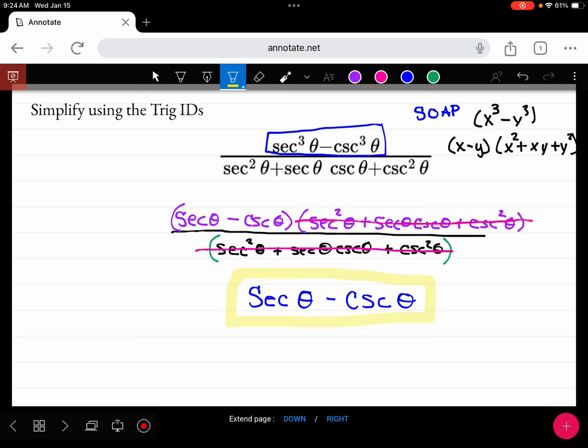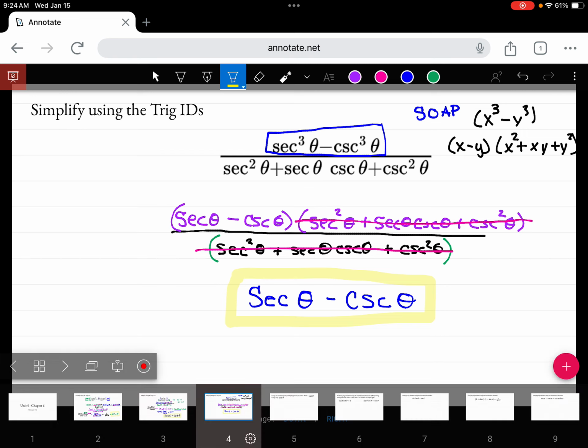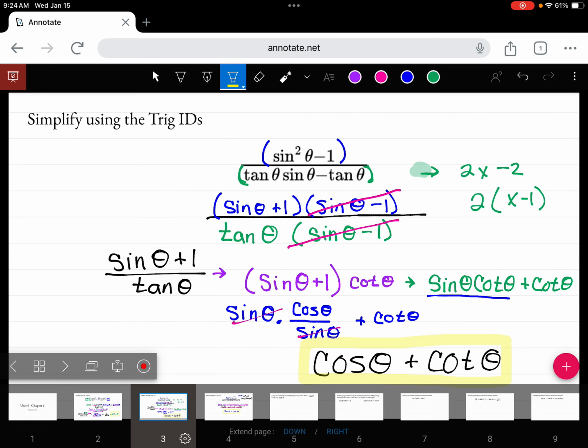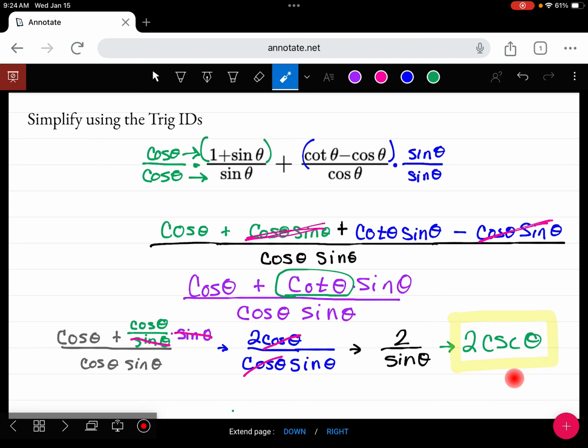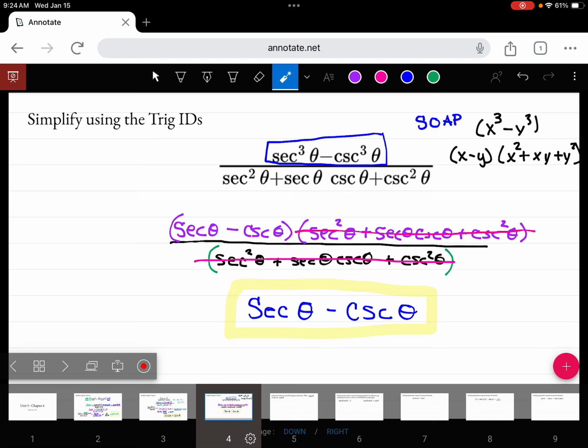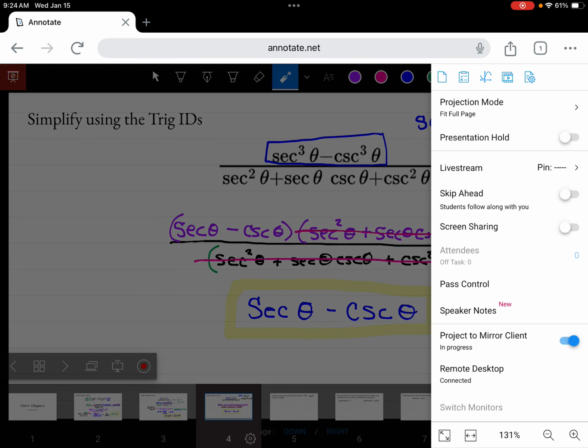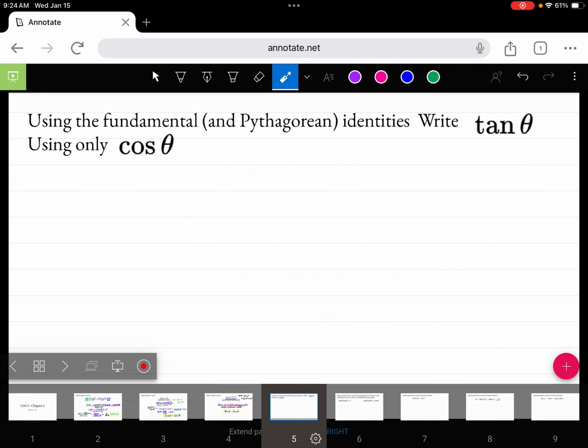Yes, sir. On the one where you changed it to 2 cosecant beta, which one is the final answer? Oh, on this one? So this should be our final answer. Okay. Questions on this one or any of the others we've done? We're good. Okay.